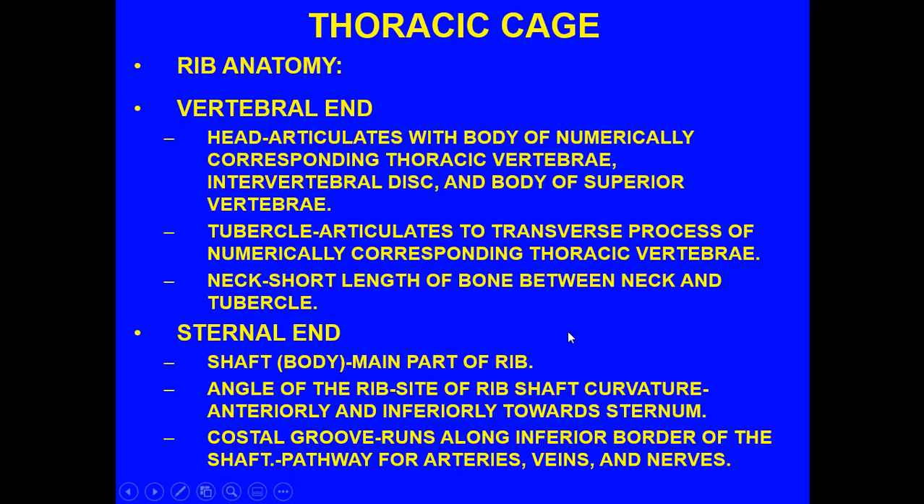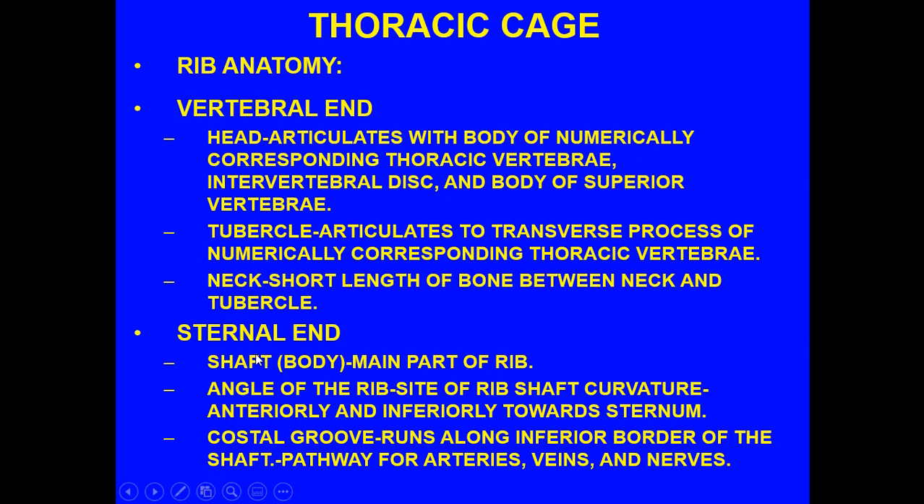Rib anatomy. The vertebral end, the head, articulates with the body of the numerically corresponding thoracic vertebra, the intervertebral disc, and the body of the superior vertebra. Then the tubercle articulates with the transverse process of the numerically corresponding thoracic vertebra. The neck is the short length of bone between the head and the tubercle.